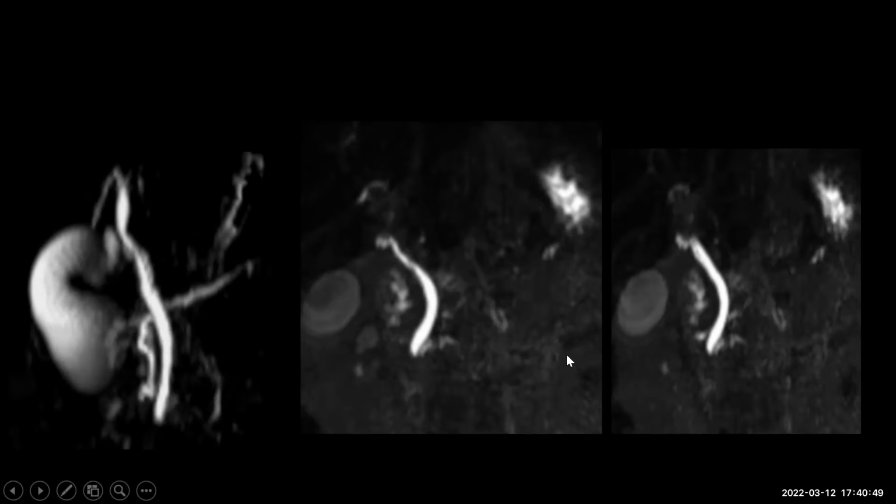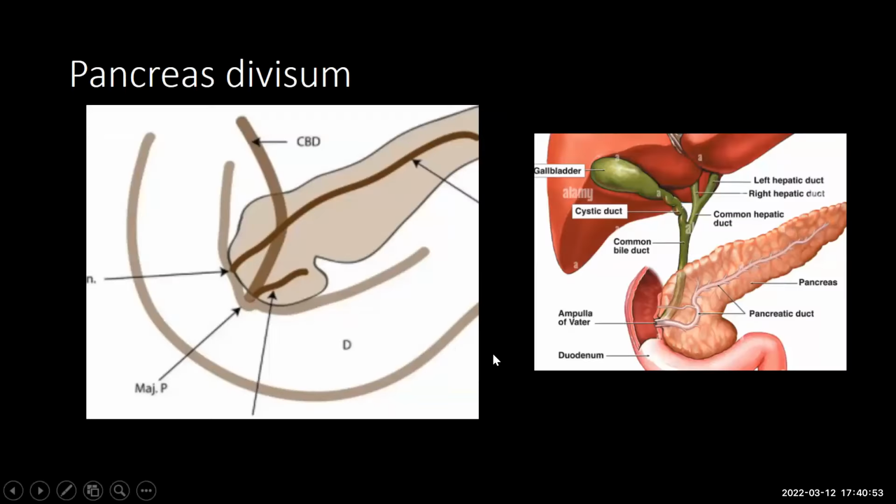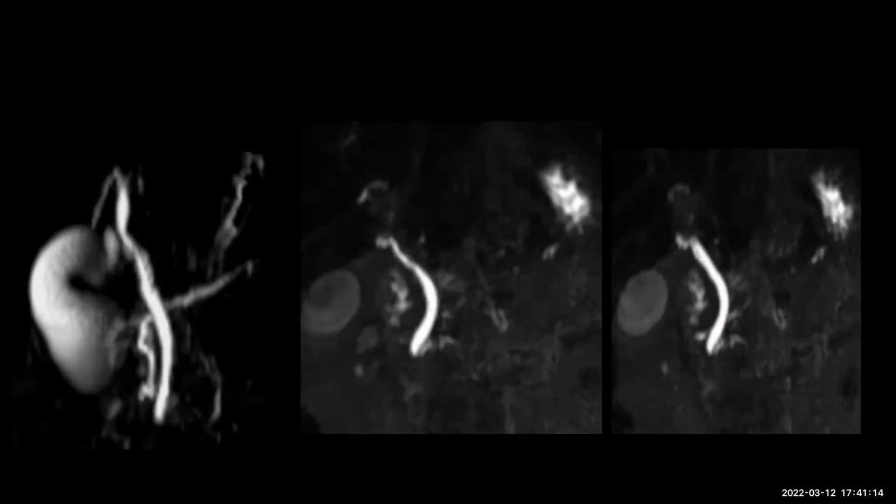So very briefly, we'll do the anatomy. As you said correctly, this is the dorsal duct which joins separately. This is the ventral duct which joins with the CBD. This is the abnormal anatomy. This is the normal anatomy. The dorsal duct generally joins with the ventral duct, and it joins with the ampulla. So remember that. This is the dorsal duct joining separately, and this is the ventral duct joining with the CBD.